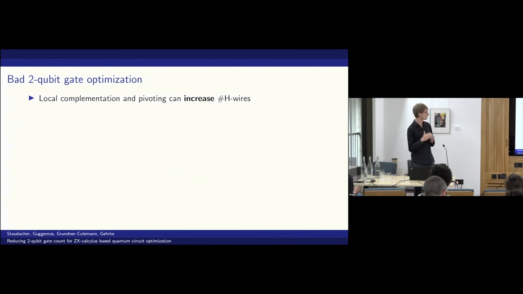My work is mainly based on the fact that if we use this technique to optimize Clifford plus T circuits, so we have many non-Clifford spiders present in the graph-like diagram, this sometimes leads to an increased 2-qubit gate count of the optimized circuit. This is because, like I said, local complementation and pivoting during diagram simplification often increase the number of Hadamard wires. And the number of Hadamard wires closely corresponds to the number of extracted 2-qubit gates.